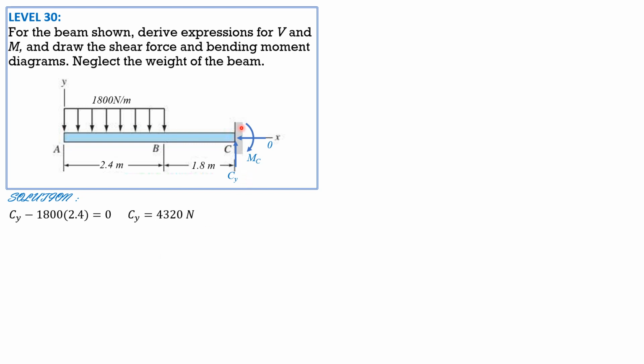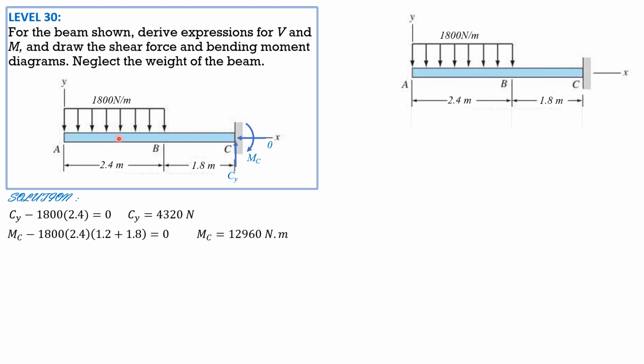Then summation moment about C equals 0. M sub C minus 1800 times 2.4. Moment arm is 1.2 plus 1.8 or 3. Then equals 0. So M sub C is equal to 12960 Newton meter. We're now ready to establish shear and moment equations per segment.